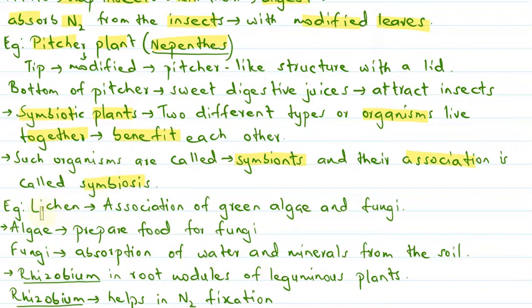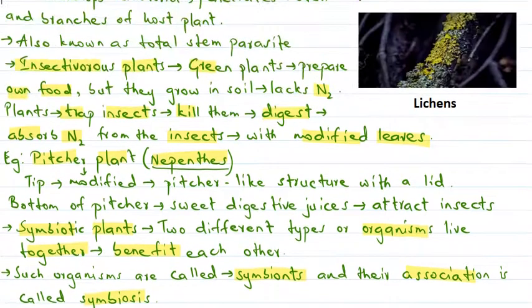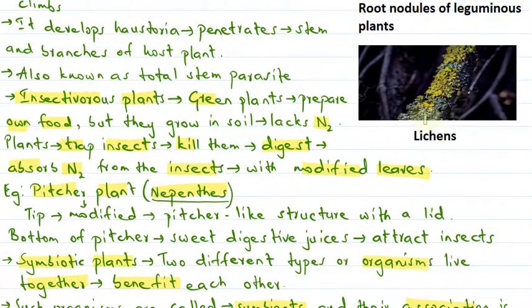One of the examples that we have taken is of lichen. So let's see the picture of lichens. Okay, these are lichens. Lichens are the symbiotic association between algae and fungi. So here algae is the photosynthetic partner that prepares food by performing photosynthesis and provides the food to the fungi, and in turn fungi provides the algae with water and mineral nutrients that it absorbs from the soil.